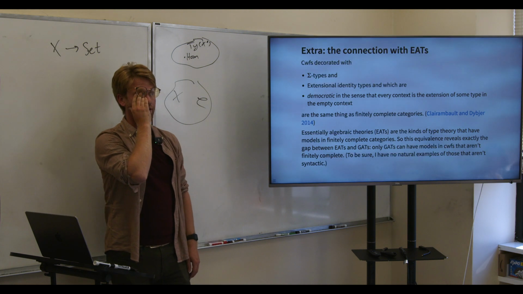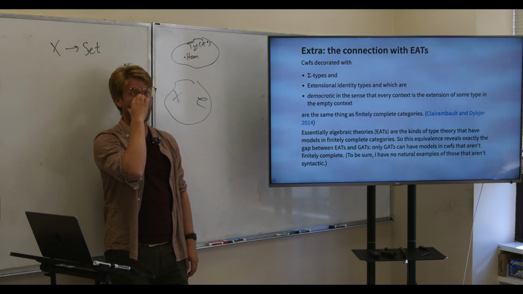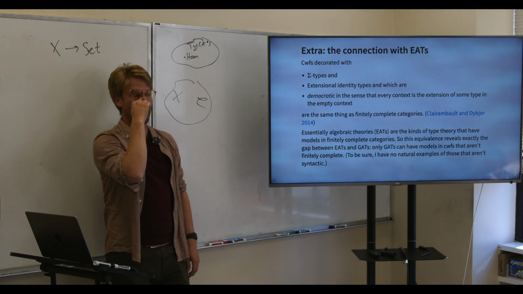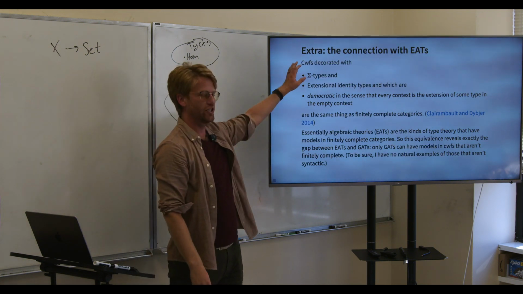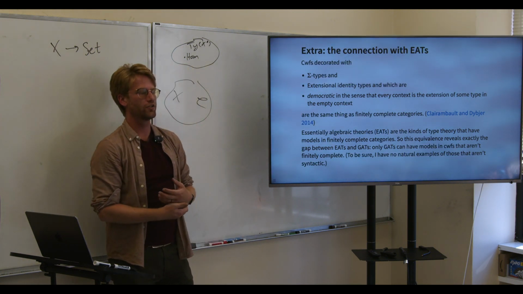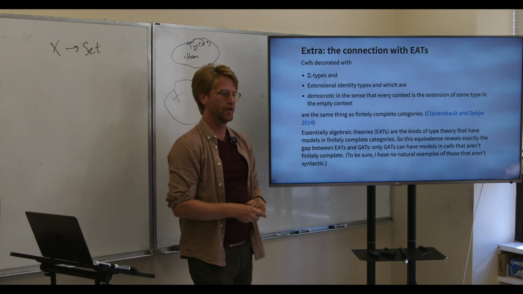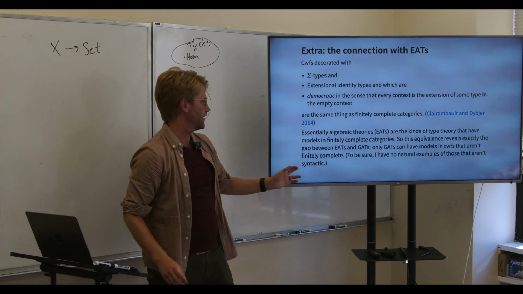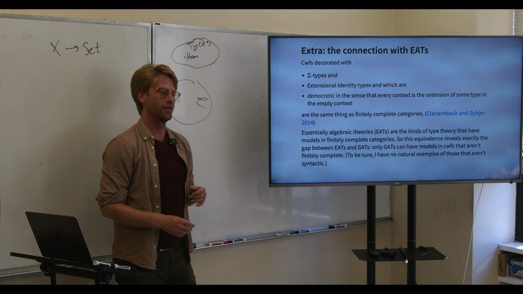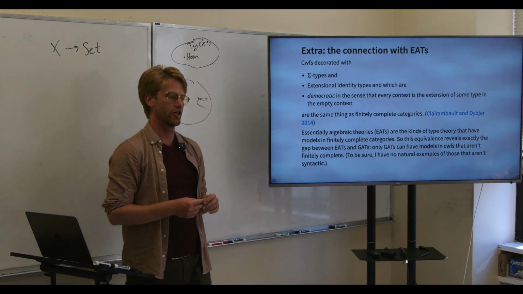So there's a good theorem here that finitely complete categories are the same thing as cubes that have just a little bit of extra decoration. So you can build a cube out of any finitely complete category. It's not quite a completely general cube, but it is the most general one not built out of syntax that I can give an example of.